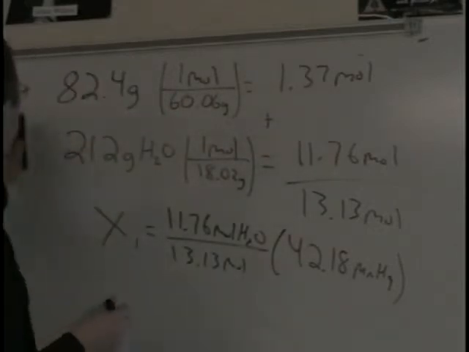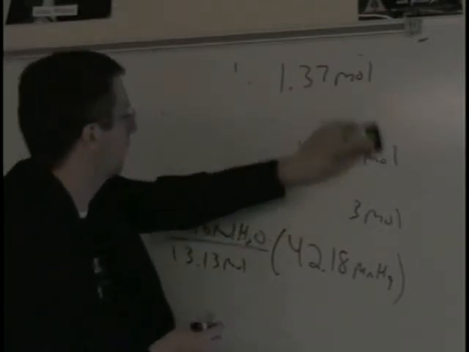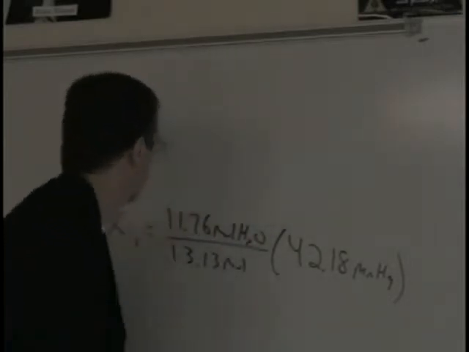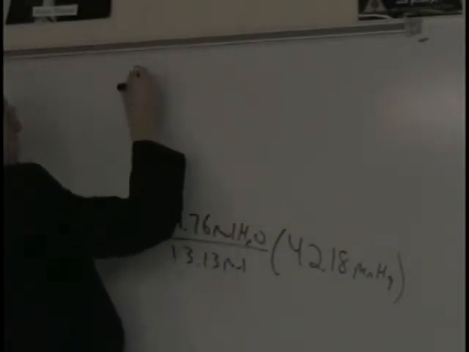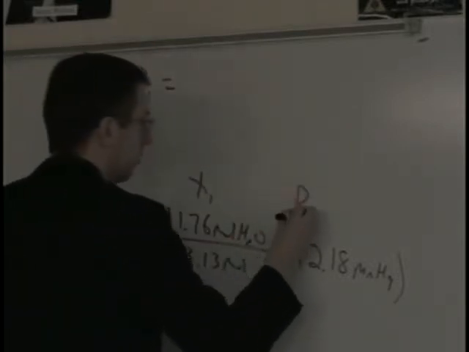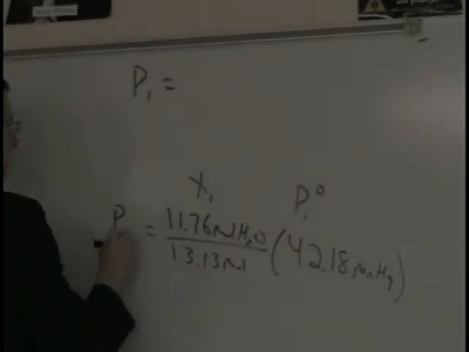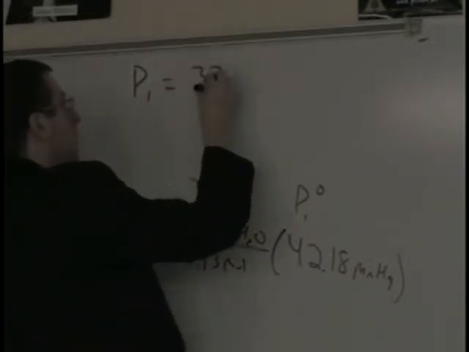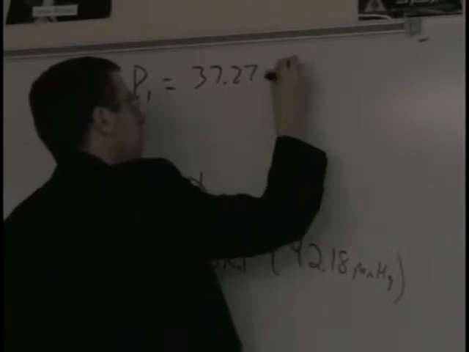And when I solve for that, I'm going to continue up on top here. That's going to get my P1 to equal, because remember this is X1, this is P1 naught. That's going to get my P1 to equal 37.27 millimeters of mercury.